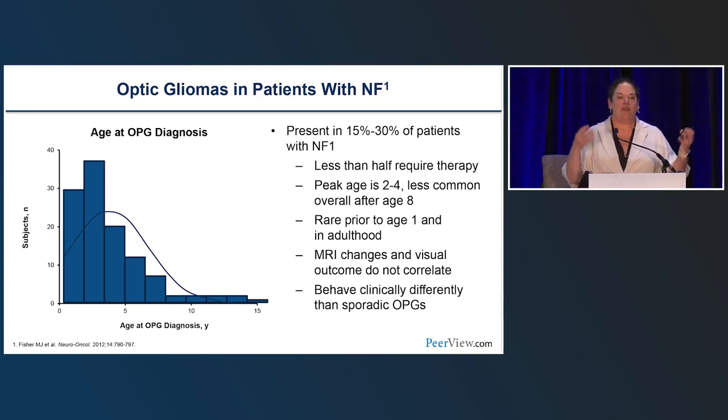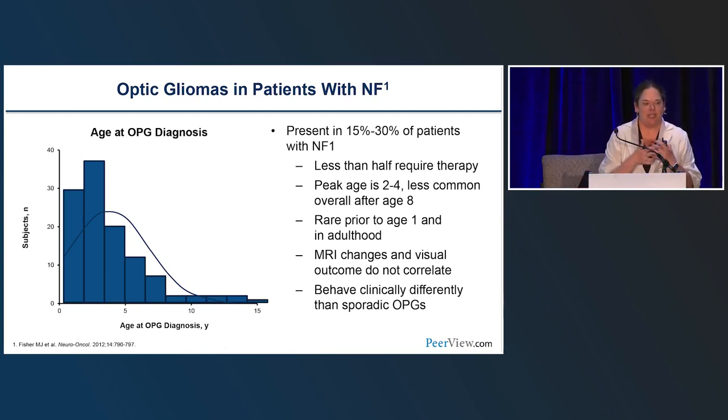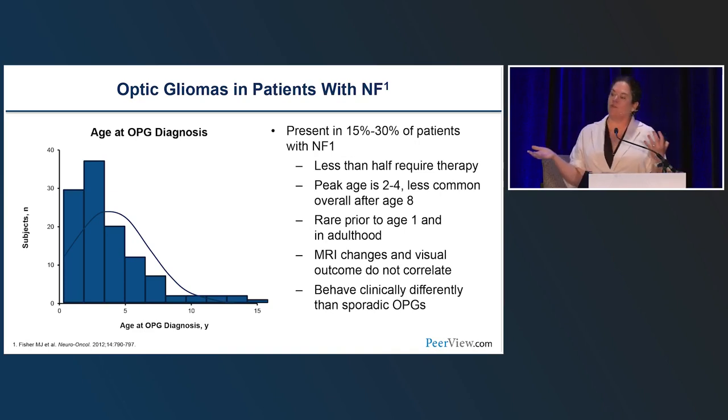Part of the reason our shift has come about in treating these is that MRI findings, response by MRI, and visual outcomes do not correlate at all. Progression on MRI does not necessarily correlate with vision loss, nor does improvement with chemotherapy on MRI. And they clearly behave differently.